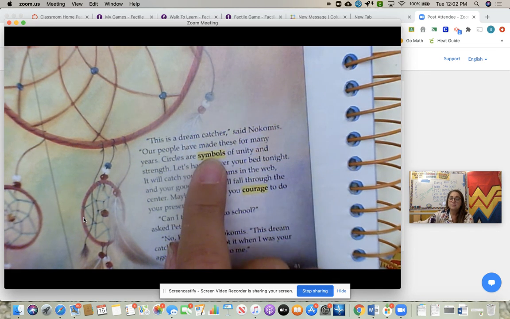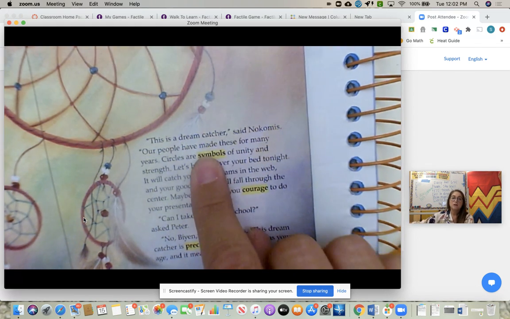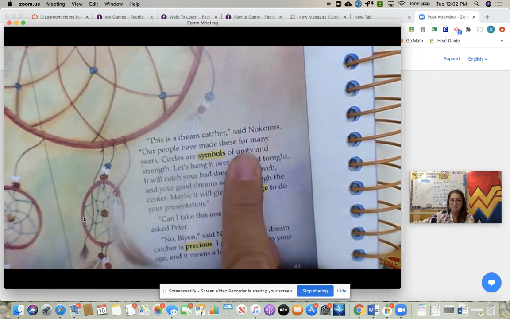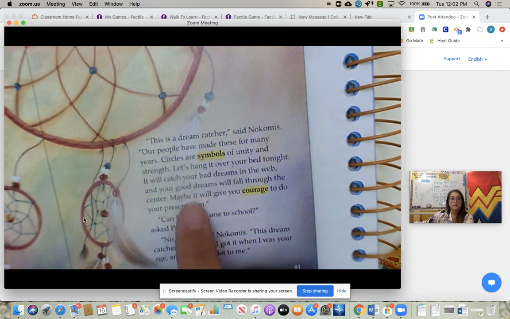And then symbols. This is one of our vocabulary words. So if I say a big yellow M and I draw it like two arches, you're going to think McDonald's, right? That's a symbol. The big yellow M symbolizes, it means McDonald's. So this entire dream catcher for their family symbolizes unity and strength. Unity is togetherness. So being together, and strength is the strength of their family. And that's what it means for them.